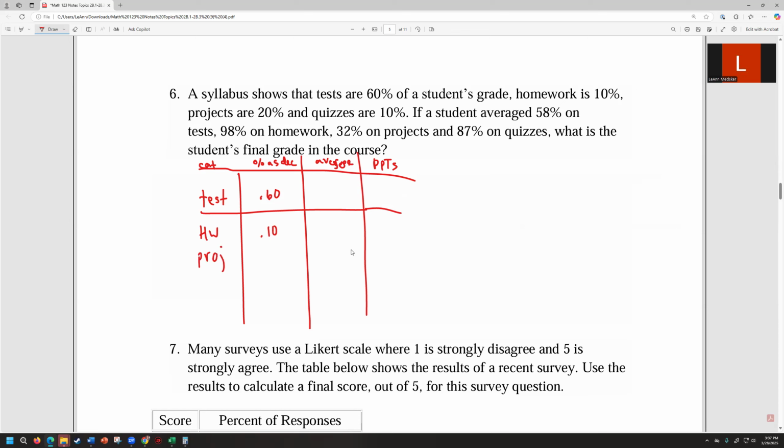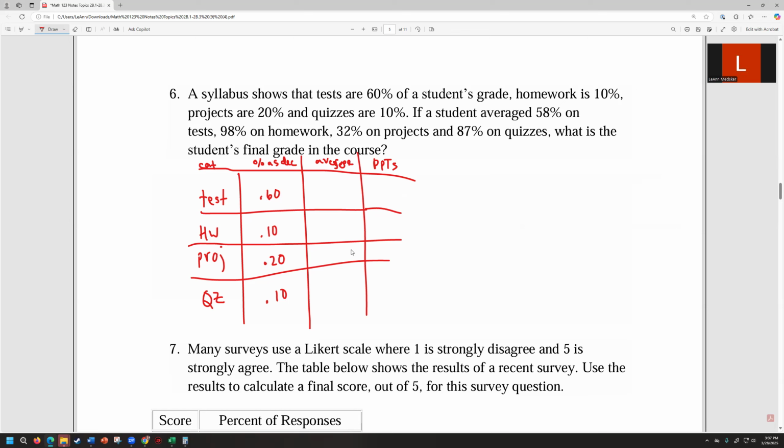Projects. So this is not our specific class. This is just some class that they made up. It's 0.20. And quizzes are worth 0.10. Notice this adds to 1. This is 80 and then 20. So that's 0.8 plus 0.2. That's going to be 1. Okay, so in percent form, it also adds to 100%. But for calculation purposes, we leave it in decimal form when we're doing it by hand. Okay, now we have our students' actual averages.